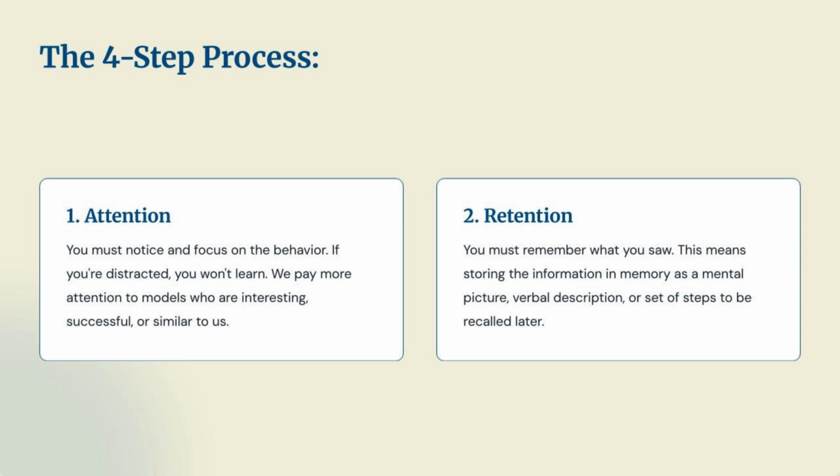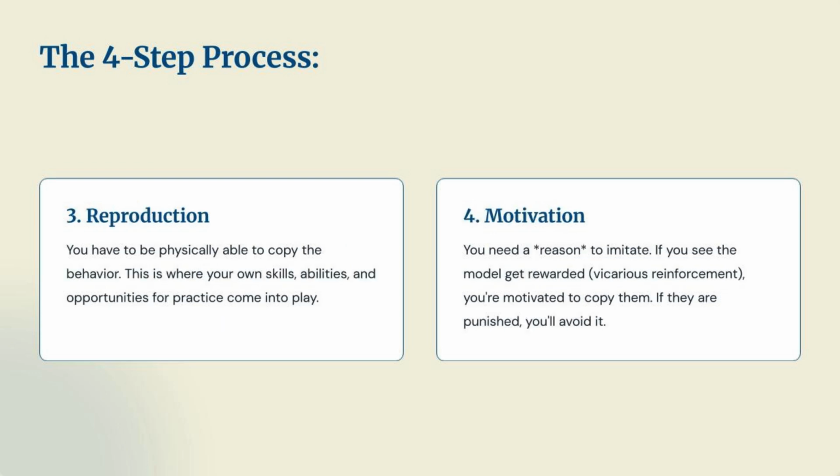The second step is retention. This means remembering what you saw. You store it in your memory, like a picture or words in your mind. That way, you can recall it later. The third step is reproduction. You have to be able to copy the behavior. This means having the skills or ability to do it. With practice, you get better. The fourth step is motivation. You need a reason to imitate. If you see the model get rewarded, like praise or success, you're more motivated. If they get punished, you might avoid it.